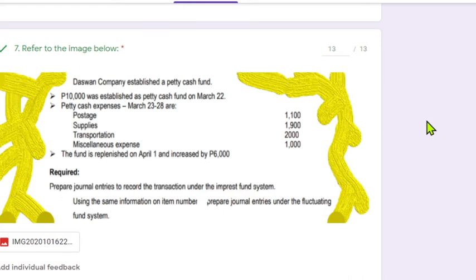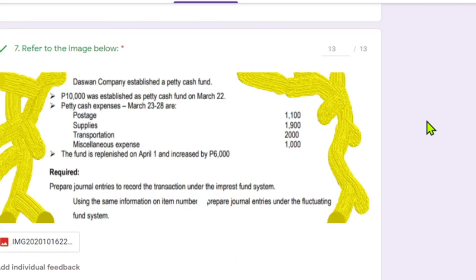Debit, pwedeng isama mo na dito, debit petty cash fund, 6,000 yung pagkaka-increase niya. And then, you credit cash in bank, 12,000. Because yung increase na 6,000 at saka yung nireplenish na fund na 6,000. So, that is the end, that is for 5 points.